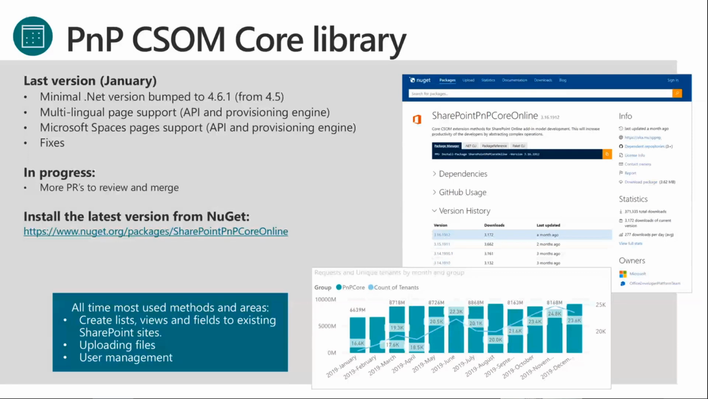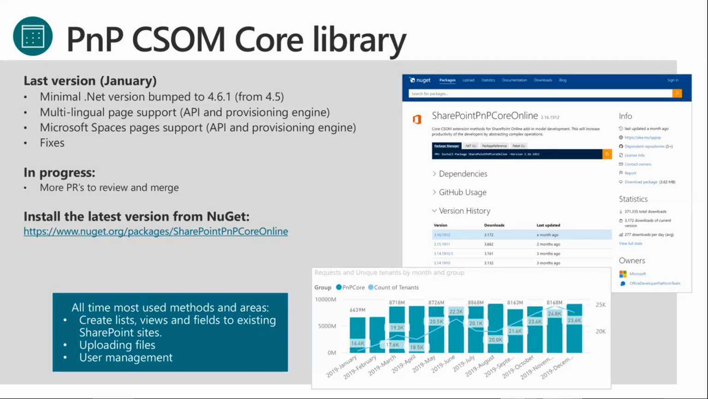The name is, by the way, too long. We should probably think about a new name for the library. So what is in there? We bumped the .NET version from 4.5, which has been 4.5 from the early days, from the beginning actually, to 4.6.1 to enable us to use additional NuGet packages.